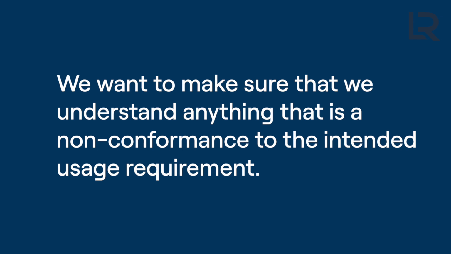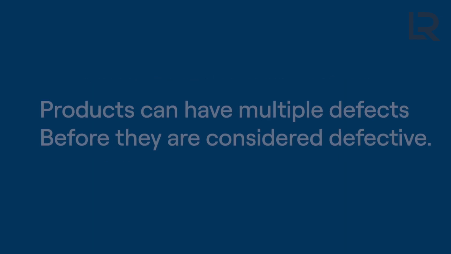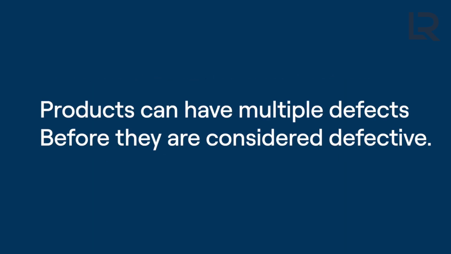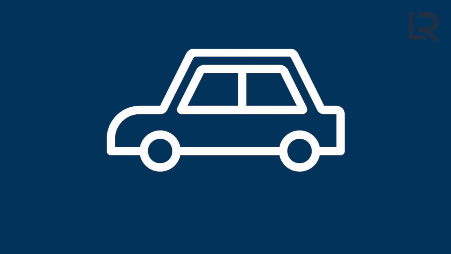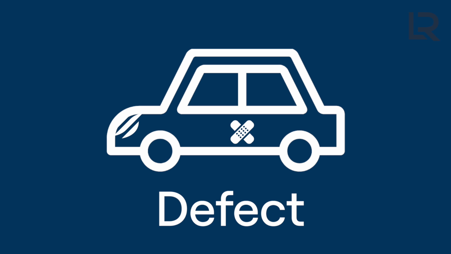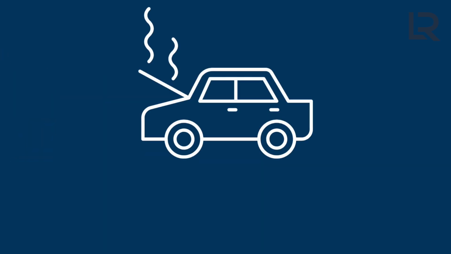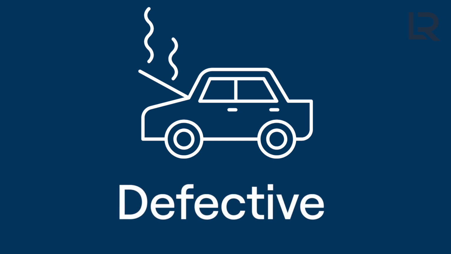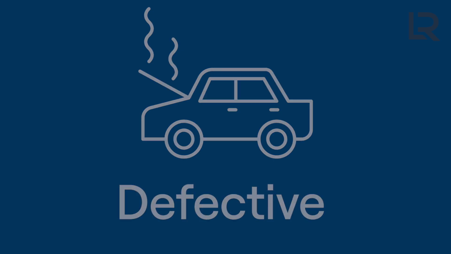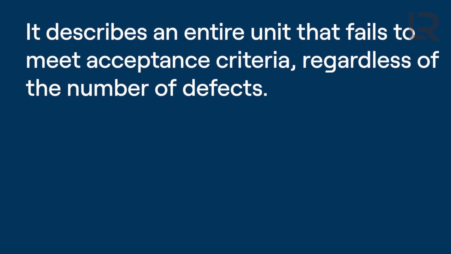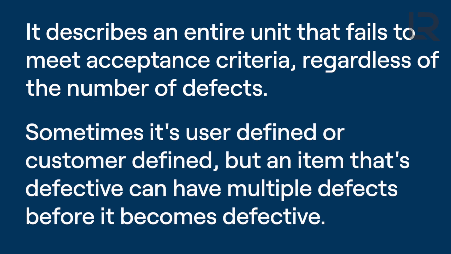Now, you might also have a product that is defective. Products can have multiple defects before they're considered defective. Let's say you buy a car and it has a couple of scratches. Those are defects. It's not a defective car, it still runs. Now let's say your car's transmission breaks or the engine blows. Now you have a defective product. See the difference? It describes an entire unit that fails to meet acceptance criteria regardless of the number of defects. Sometimes it's user-defined or customer-defined, but an item that is defective can have multiple defects before it becomes defective, so keep that in mind.